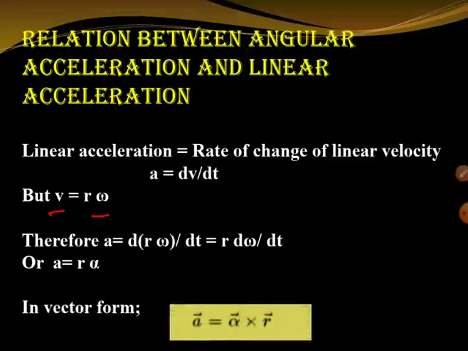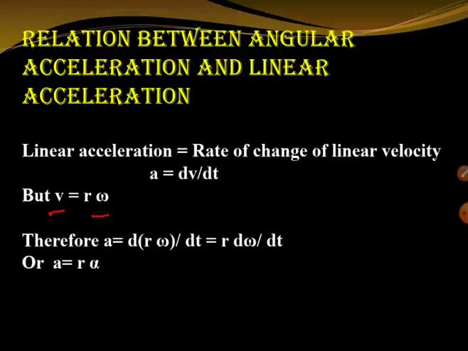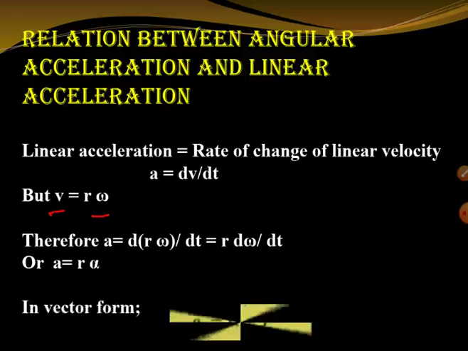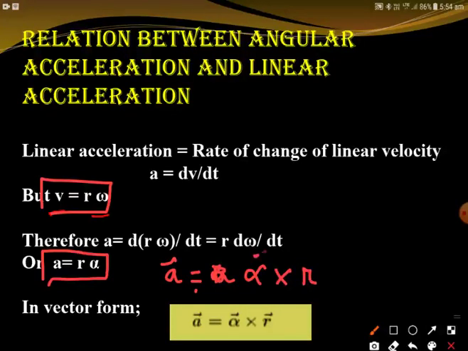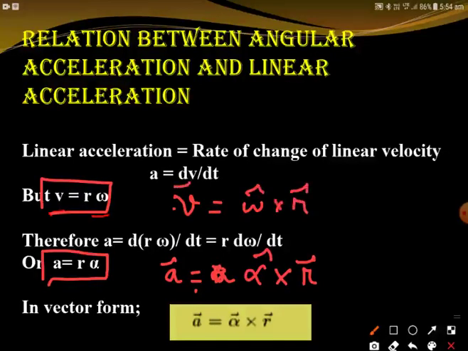Now in vector form you can write alpha vector cross r vector. In the case of linear velocity and angular velocity, there also you correlate like this, no? In the same way here also, if you want to correlate the linear acceleration in the vector notation, you can write a vector is equal to alpha vector cross r vector. In the case of linear velocity also you write it as omega vector cross r vector, right? Same thing here also.